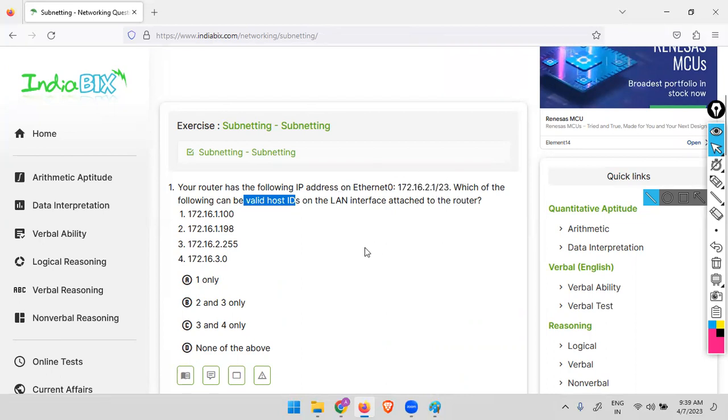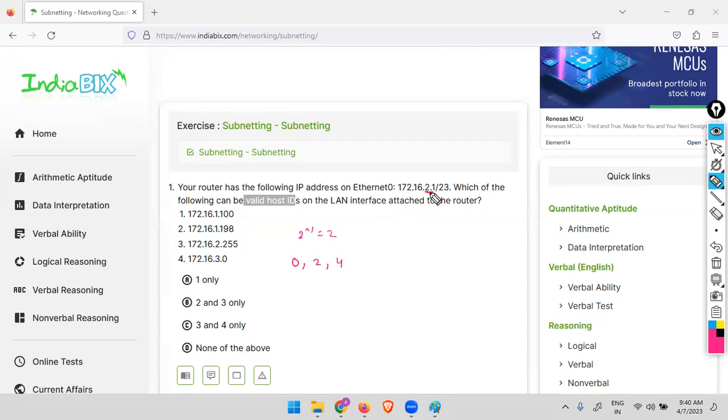2.1/23. Which octet is the interesting octet? Third. How many host bits? Only one. Right? That means 2 raised to power 1. What will be our block size of the third octet? 2. All right. That means first is 0 in the third octet, second is 2, third is 4.